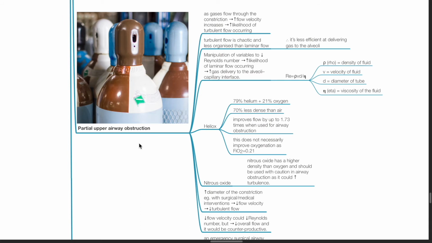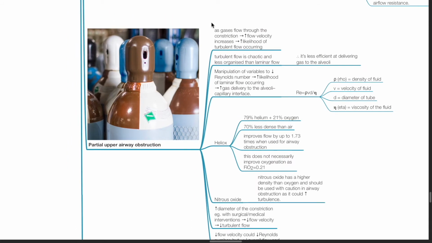Partial upper airway obstruction. As gases flow through the constriction, there is increased flow velocity and increased likelihood of turbulent flow. Turbulent flow is chaotic and less organized than laminar flow. It is less efficient at delivering gas to the alveoli. Manipulation of the variables to reduce the Reynolds number increases the likelihood of laminar flow occurring, and this increases gas delivery to the alveoli capillary interface.